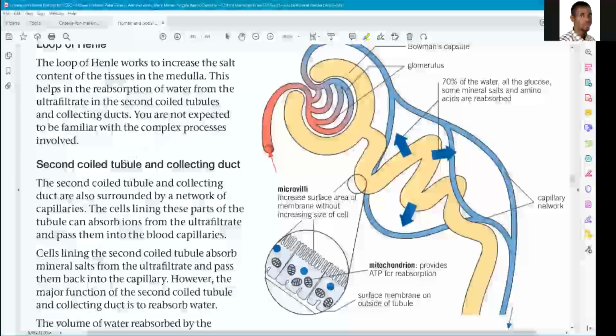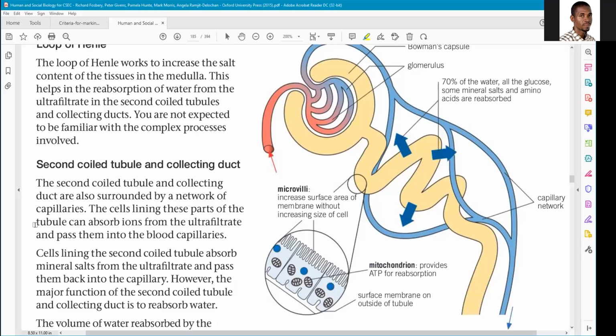So let's go on here now. The second coiled tubule and collecting duct. These are surrounded by a network of capillaries. The cells lining these parts of the tubule can absorb ions from the ultrafiltrate and pass them into the blood capillaries. Ions, of course, would be dissolved minerals. Don't forget that, such as potassium ions, chloride ions, sodium ions, and so on.